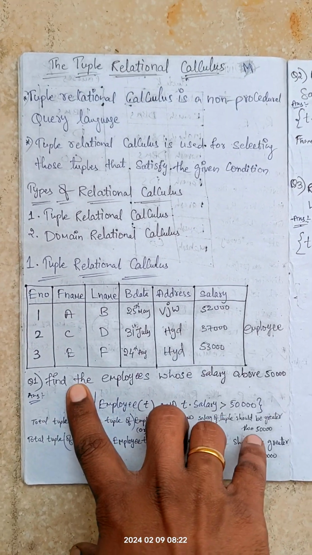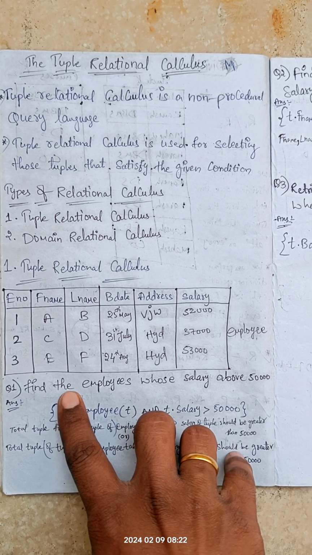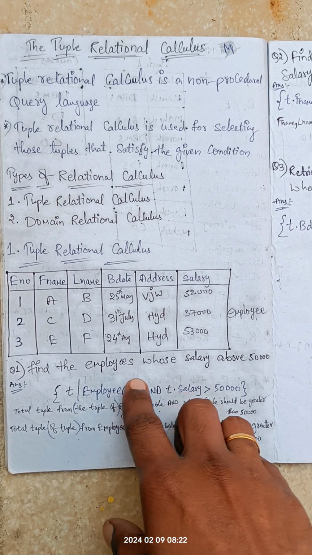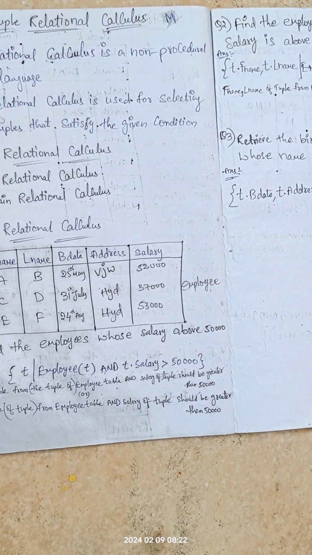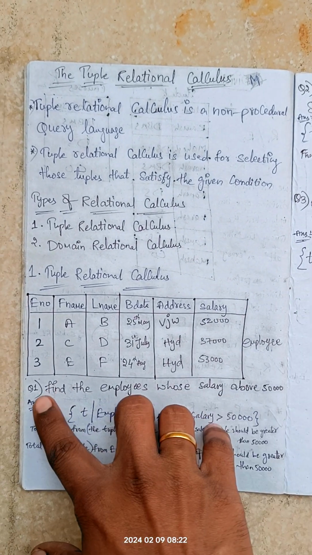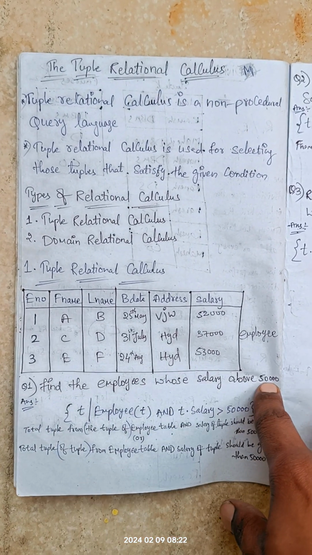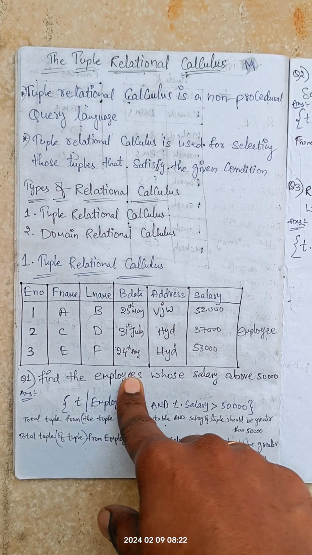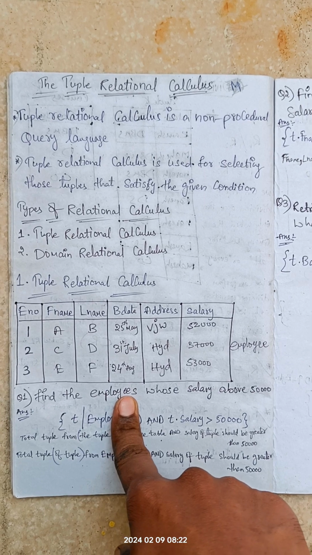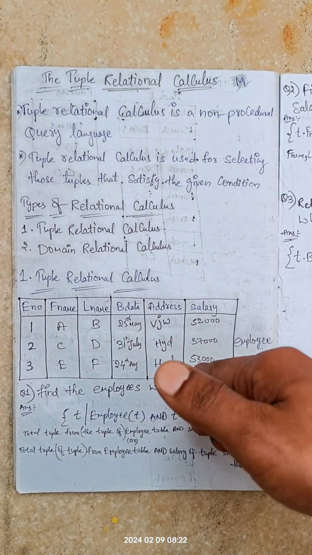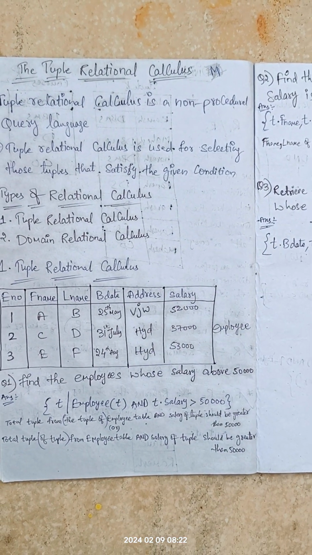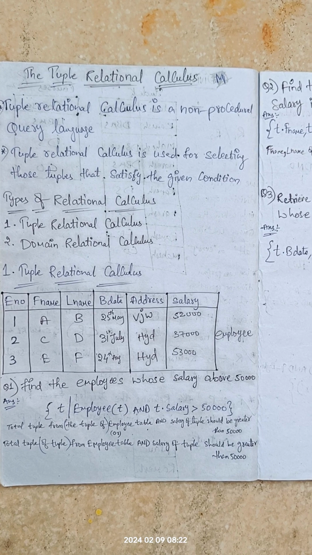We can also write the question like this: find the complete details of the employees whose salary is above 50,000. But this is the correct question. You should write like this: find the employees. If you work in a company, they will say, find the employees, get me all the employees whose salary is above 50,000 or above 60,000. They will say it like that.